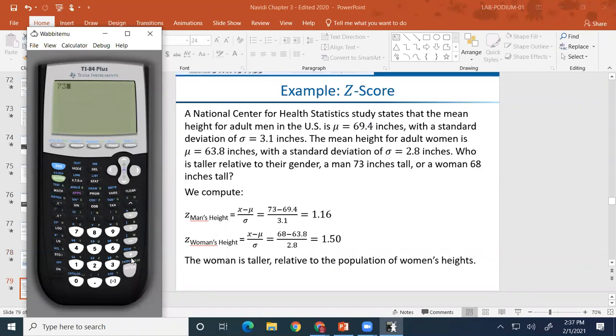73 minus 69.4 divided by 3.1, and you should see the same thing. That's 1.16. For the most part, Z-scores are fine if you just go out to two decimal places. A calculator can get it more exact, and we're going to find out in chapter 6 what those are used for, another use for those.